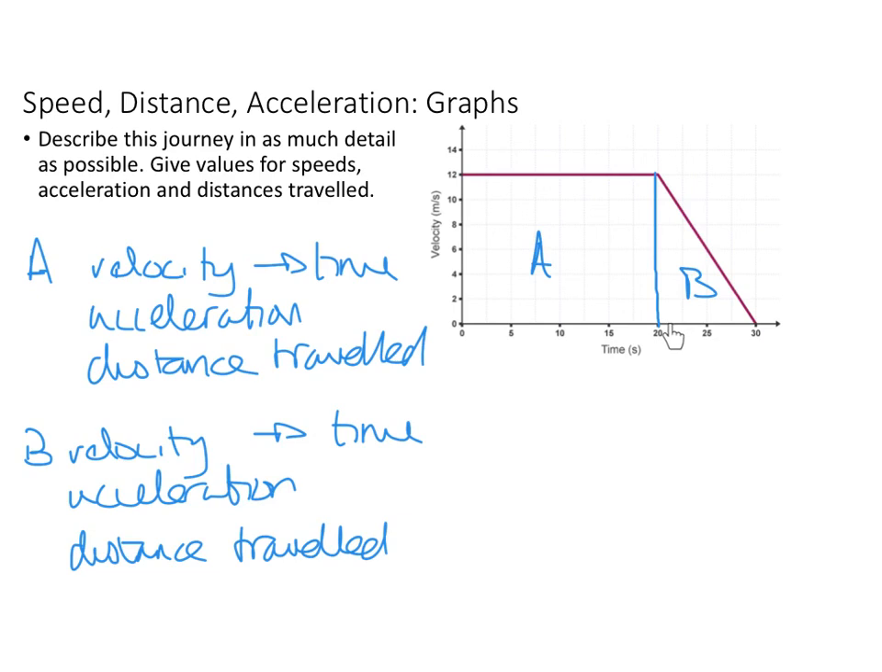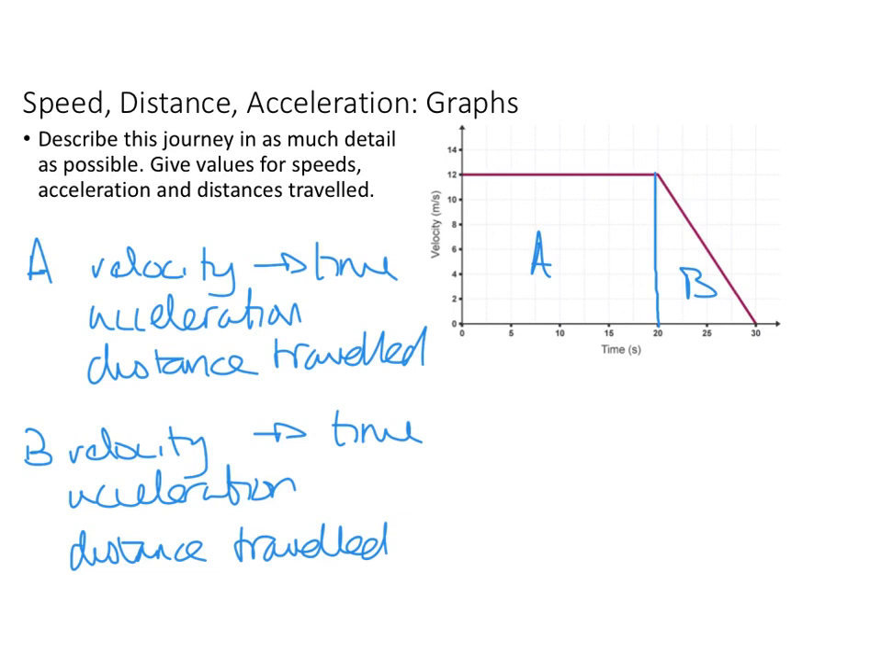Section B, we do the same again. From 20 to 30 seconds, so we're looking at 10 seconds, it decelerates from 12 meters a second to 0 meters a second in 10 seconds. I can then calculate the deceleration as minus 1.2, as we've got minus 12 divided by 10. The distance travelled uses the triangle formula, half height times the base. The height is 12 times 10, so we get 120, times a half gives us 60.